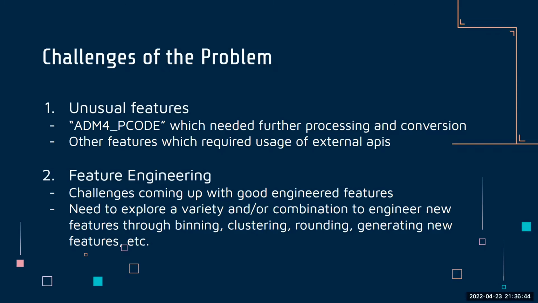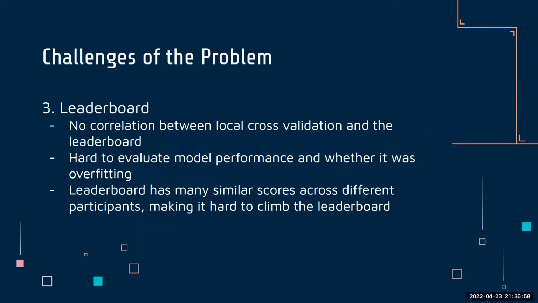Secondly, we faced some troubles coming up with good engineered features, as most of the ideas we thought of did not improve or had very little impact on the scores. As such, we had to explore more different variations as well as combinations of engineering new features. Moreover, one of the most challenging problems we faced was the fact that there was no correlation between local cross-validation and the leaderboard. Hence, it was challenging for us to evaluate how well our model was performing and whether it was overfitting until we made the submission. Besides that, it was difficult to climb the leaderboard as well.